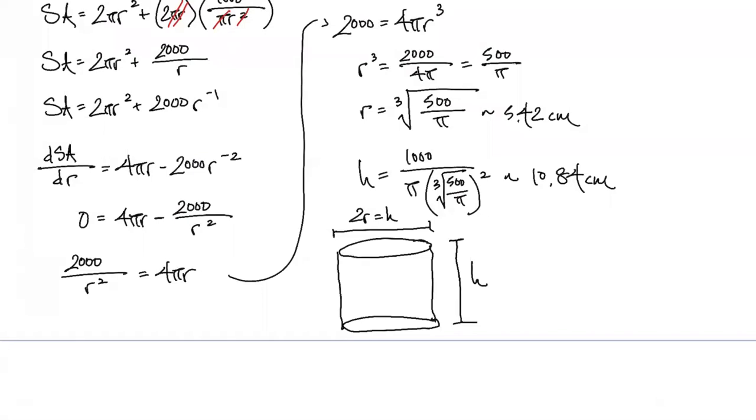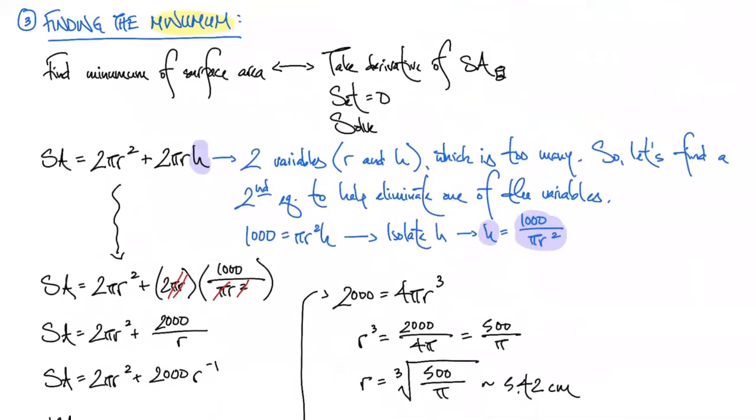Where did the h equals 1000 over pi come from? So we have that 1000 equals pi r squared. And so if I want to get h all by itself, I'm going to divide pi r squared to both sides. So I get h equals 1000 over pi r squared. Yeah, there you go. Okay.